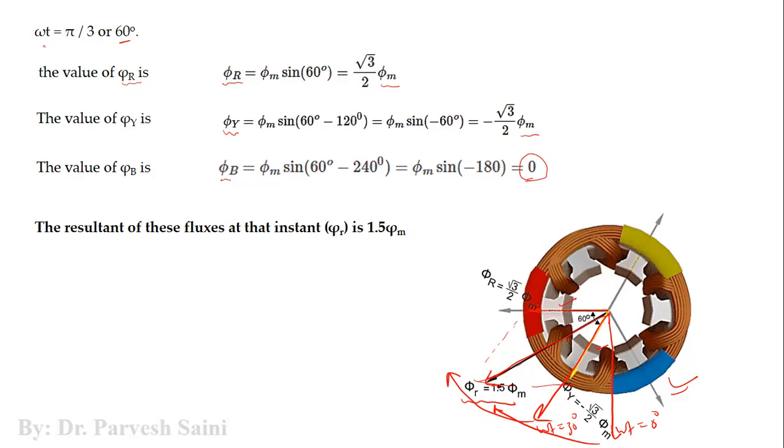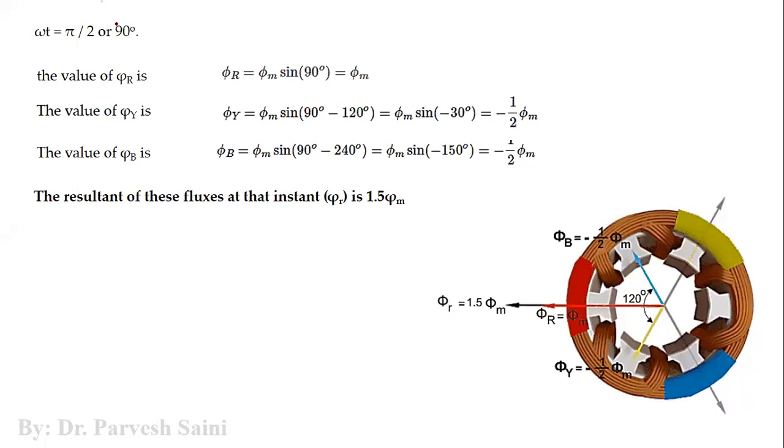For all these three values of omega t, 0, 30 and 60, the resultant phasor is constant, 1.5 of the maximum flux. However, it has a direction. That means it... Let us put omega t equal to 90 degrees.